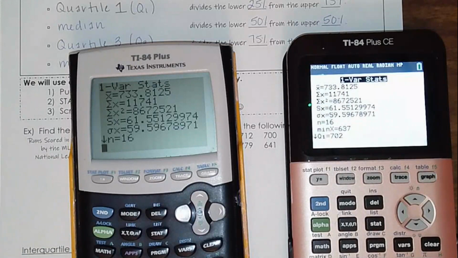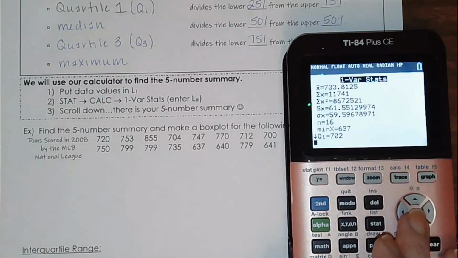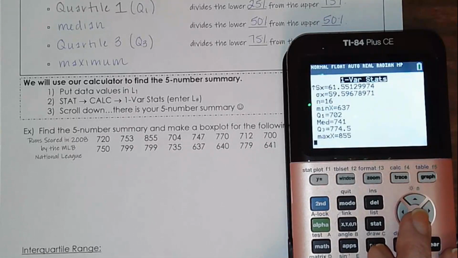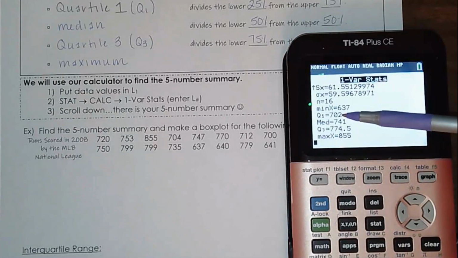Okay? Now, step 3. It says scroll down, and there's your 5-number summary. So use the down arrow, you guys, and scroll all the way down on the screen. And that's your 5-number summary. So right here, it lists in order. Did you guys get a minimum of 702? Or I'm sorry, a minimum of 637, quartile 1, 702.